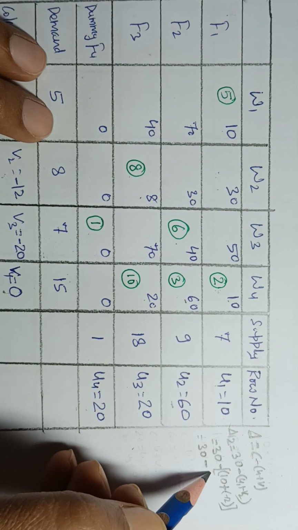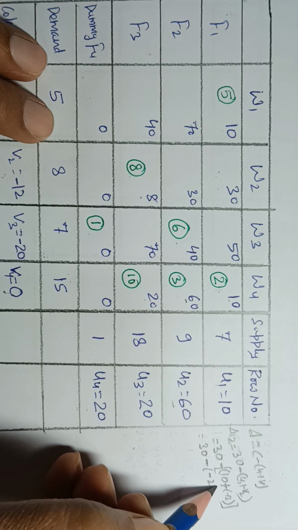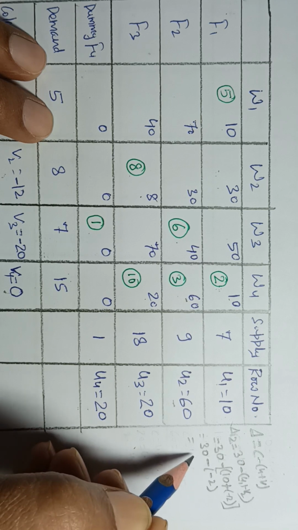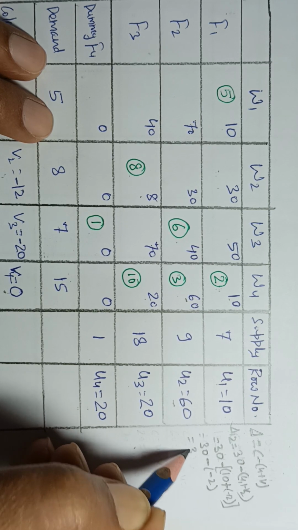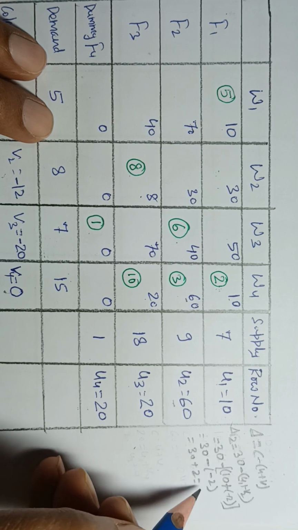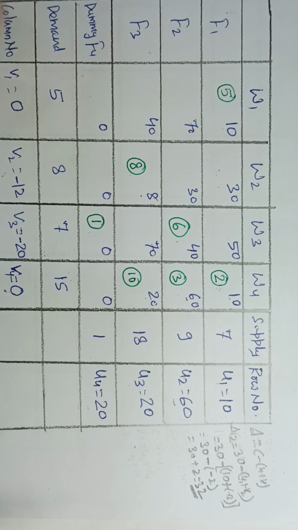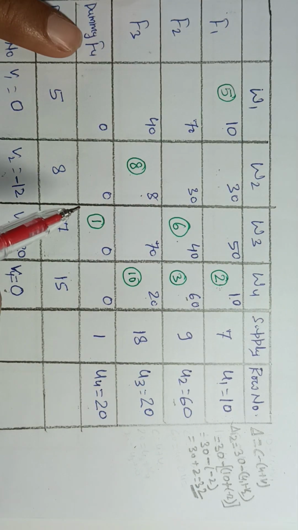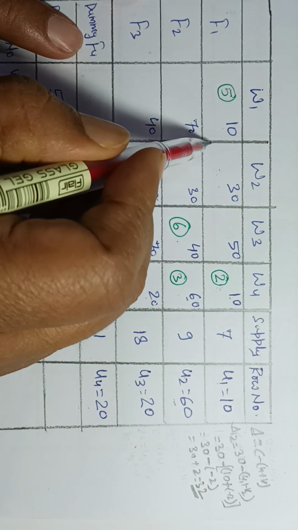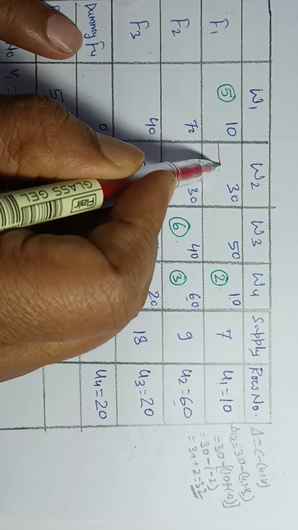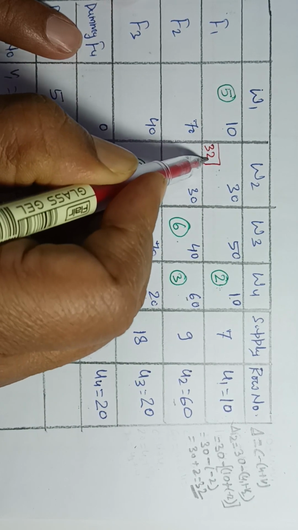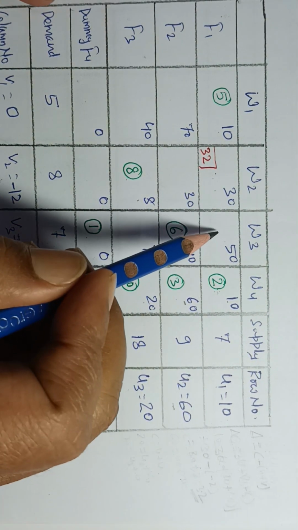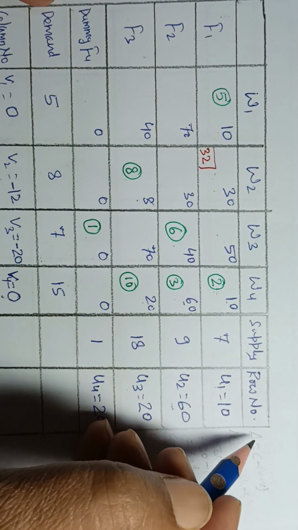So this would be minus 2. So minus becomes plus: 30 minus minus 2, so 30 plus 2 equal to 32. So here the opportunity cost I am marking with red. Opportunity cost will become 32 for this cell.